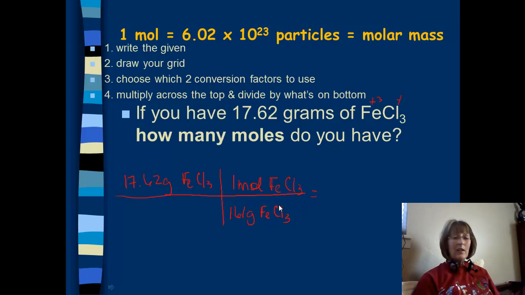You notice how I had you draw the grid and everything consistently over and over again. The reason for that is, rather than just saying, oh yeah, you just divide, our problems are going to get more complex. And it'll be more important to actually have it set up in this grid so you know what is going on. So let's see. Looks like I've got 0.11 moles of FeCl3.